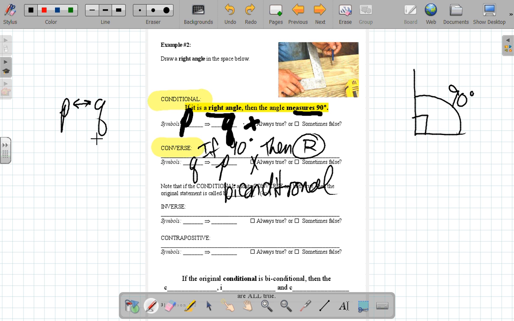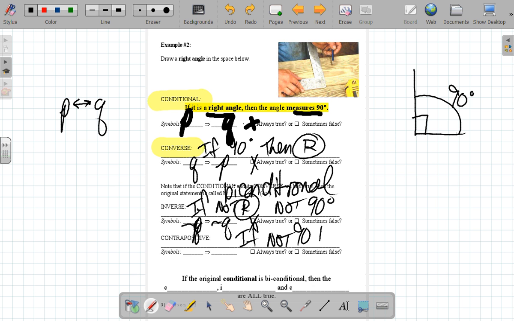Sal, how does the inverse read? If not right, not 90. True or false? Is it true or false, sir? It is true. Okay, that is an always true statement as well. Okay, let's have Arisha. How does the contrapositive read, ma'am? Okay, then not. Arisha, true or false? That is an always true statement.